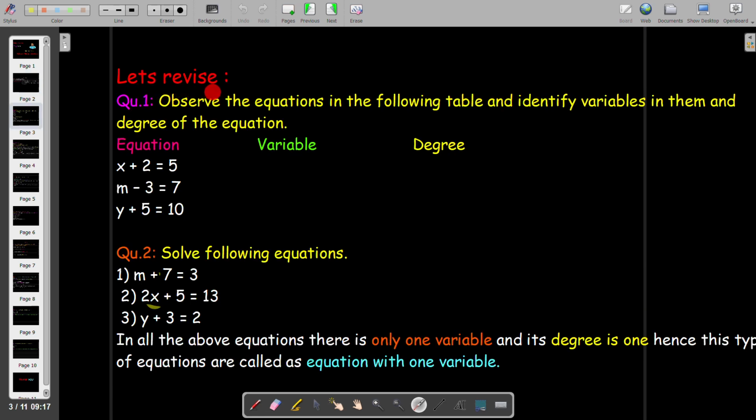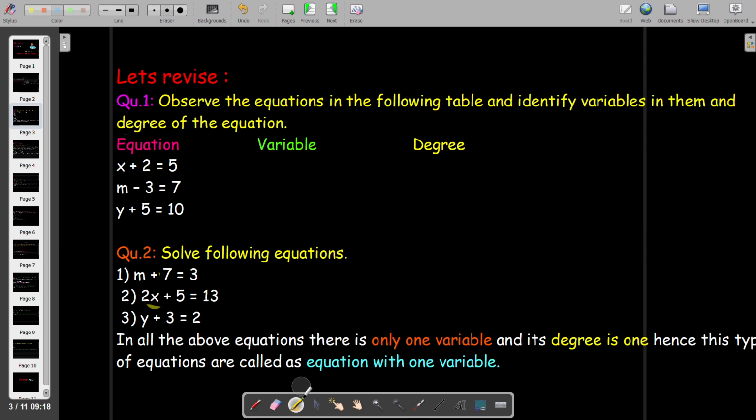Let us revise. Observe the equations in the following table and identify the variable in them and the degree of the equation. Can you tell me? Degree means the highest power of the variable is the degree of the equation. Let us observe the first equation. Which is the first equation? Right. x + 2 = 5.